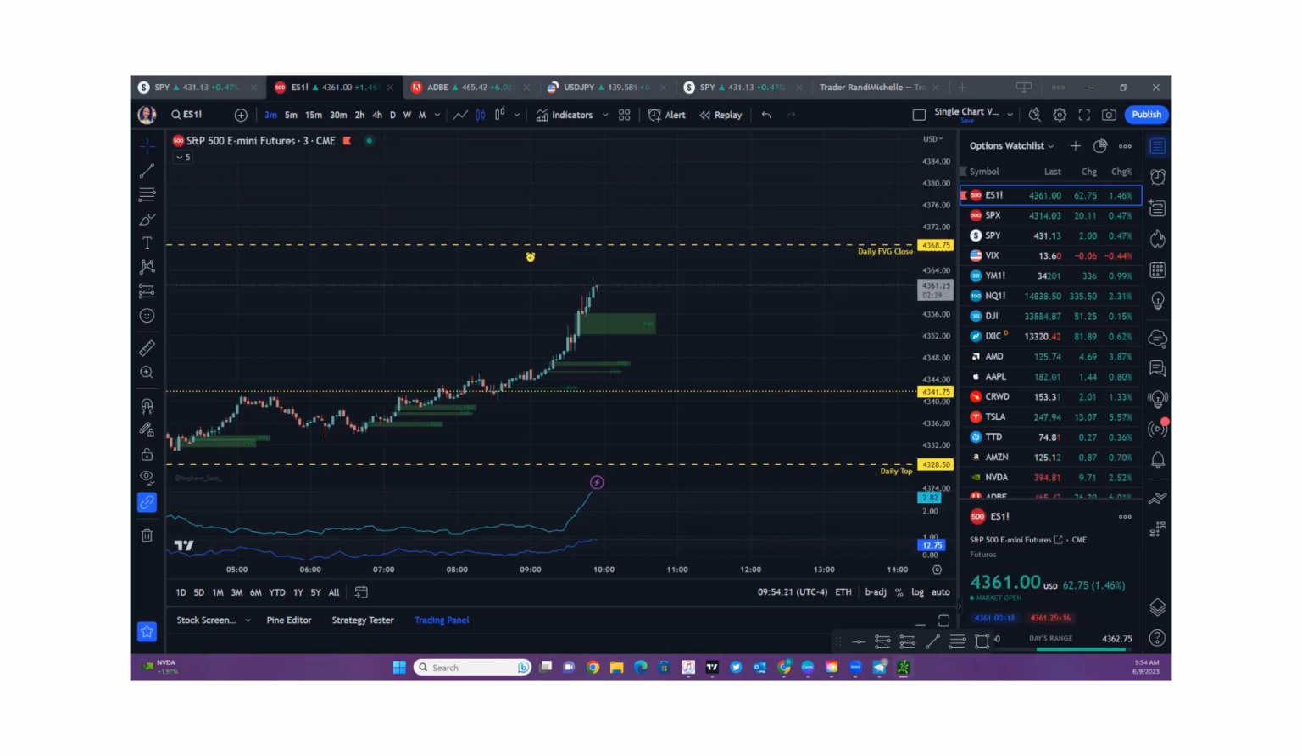Adobe's up $26. Jesus. If it wasn't so inflated, I would be in it. I definitely should have been in it overnight. Jeez, man. Goodness. I should have scaled into SPY, but whatever. So this is a rough week.